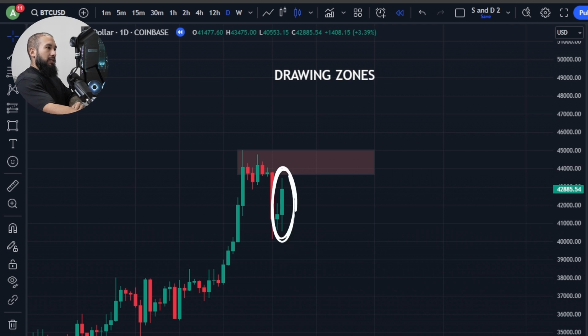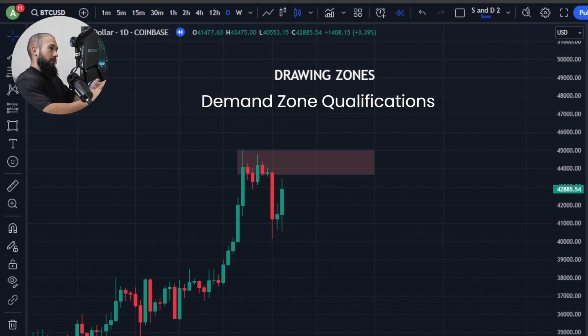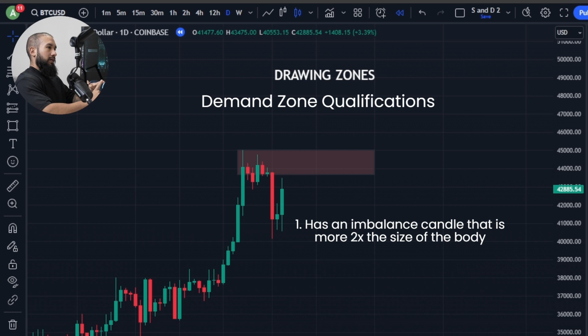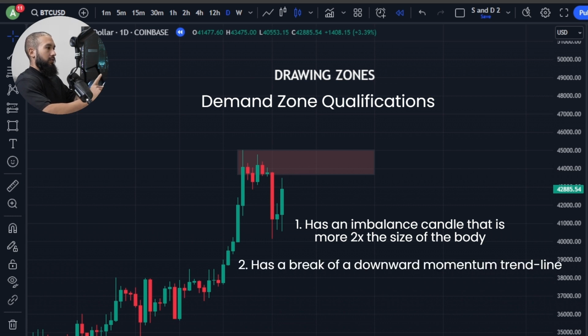Now we have an imbalance candle here, but there's a big issue. It is not a dominant imbalance candle. It's literally a 50% candlestick in itself, which is not what we want for our imbalance candlestick. Of the 3 requirements, one being, is the imbalance candlestick twice the size of the body? And then 2, do we invalidate a downward or upward momentum trend line? And then 3, does it take out a previous zone?